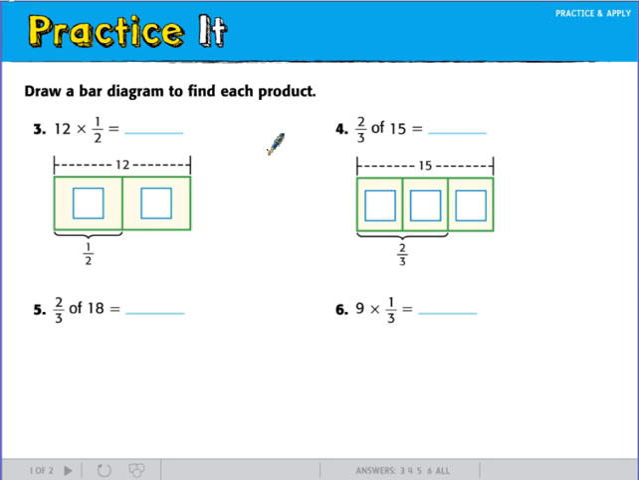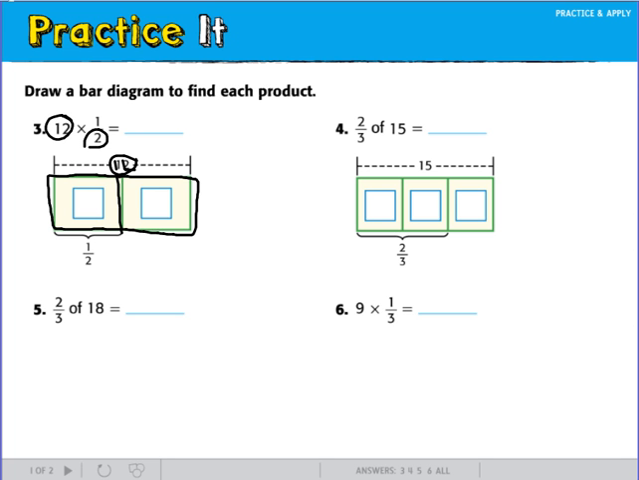All right. I will do number 3 with you, and I will do number 5 with you, and then you guys are going to be let go on your own. So we have 12 times 1/2. So 12 times 1/2 equals. Well, the first thing we're going to do is draw a bar graph. And we're going to divide that bar graph into how many pieces? 2, because that's what the denominator is. Then we're going to take our whole number and put it above the bar graph. There's 12.